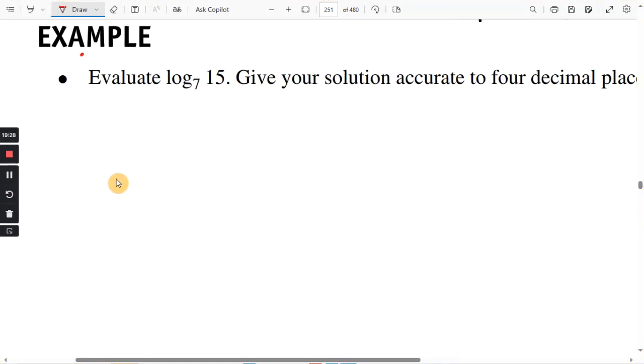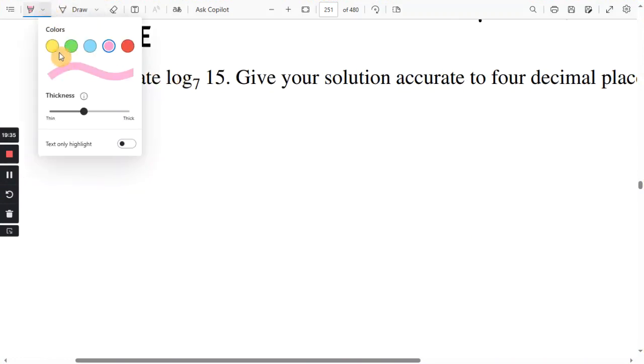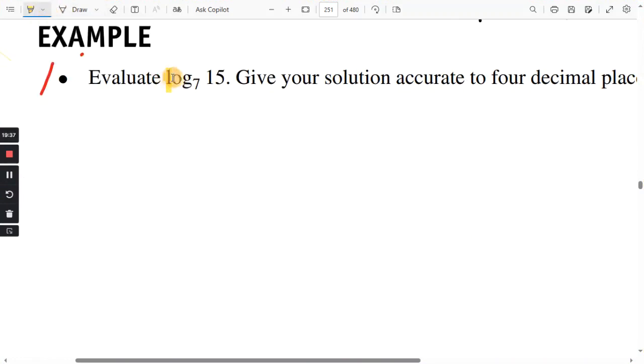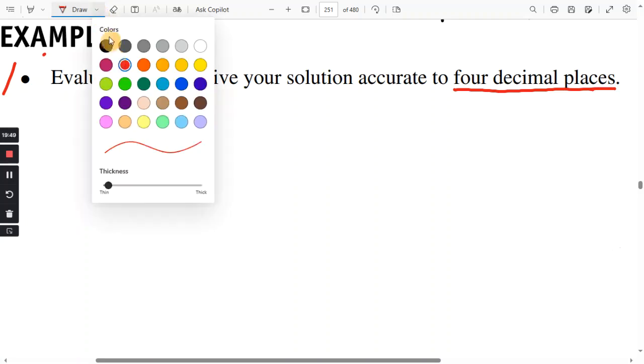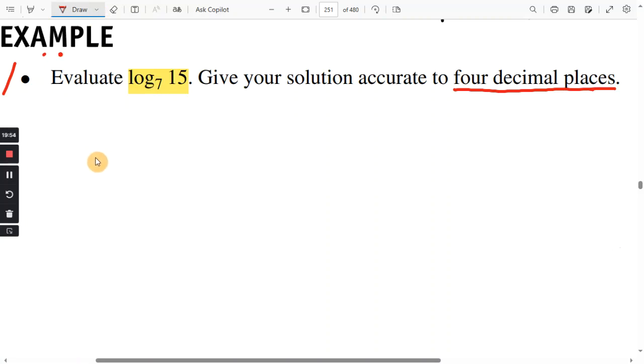All right, this will be example 1. We're going to evaluate log base 7 of 15, and they're saying give your answer to 4 decimal places. So we're going to evaluate log base 7 of 15. Let me rewrite that a little bigger here. Log base 7 of 15.